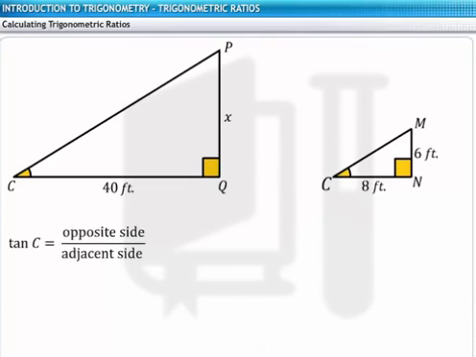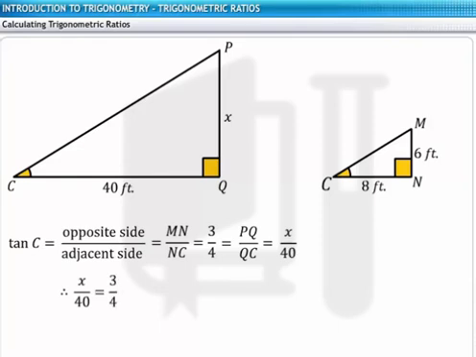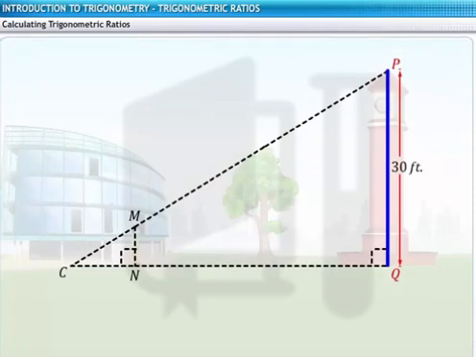We know that tan C is constant. Thus, ratio of PQ and QC is equal to ratio of MN and NC. Substituting the values, we get x upon 40 is equal to 3 upon 4. On simplifying, we get the value of x as 30 feet. Therefore, the height of the clock tower is 30 feet.